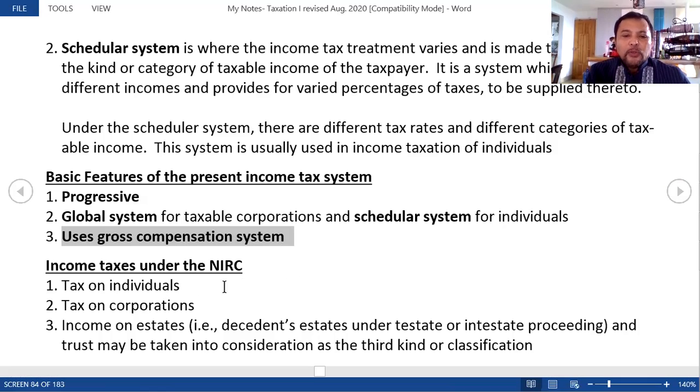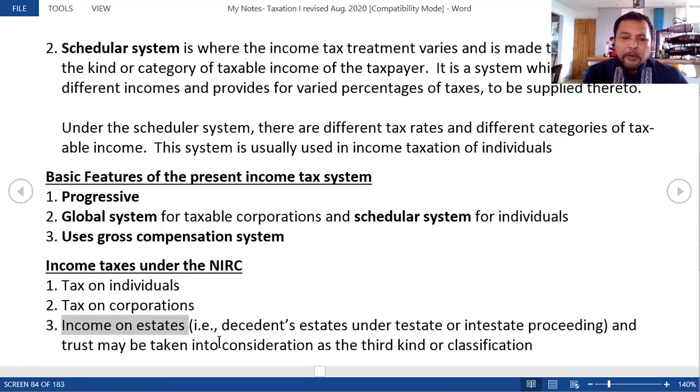Then the income taxes under the National Internal Revenue Code and the TRAIN law, which is now the new tax law. The NIRC cannot be discarded because some of its provisions are still enforced, no? So it still remained. Income taxes under the NIRC and the TRAIN law are the tax on individuals, meaning persons, then the tax on corporations, including partnerships, no? And joint ventures, then income on estates.